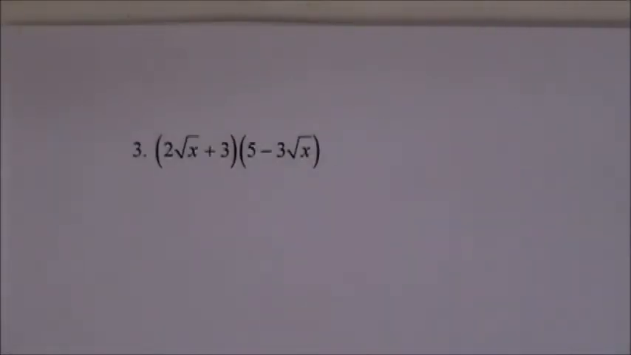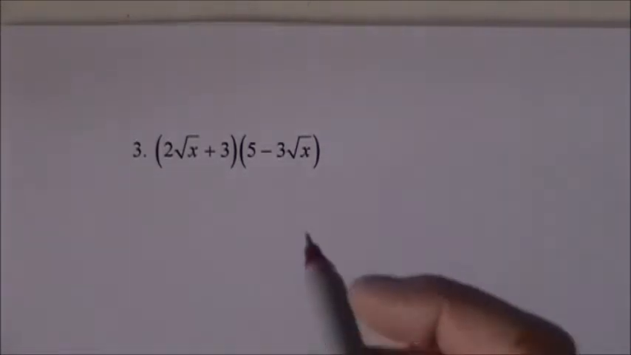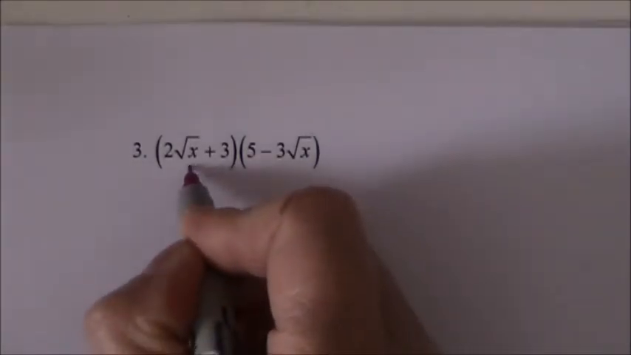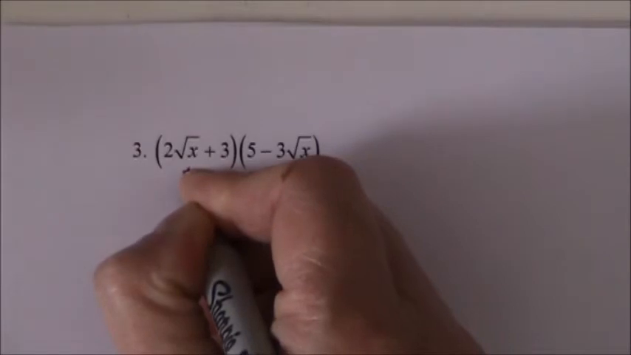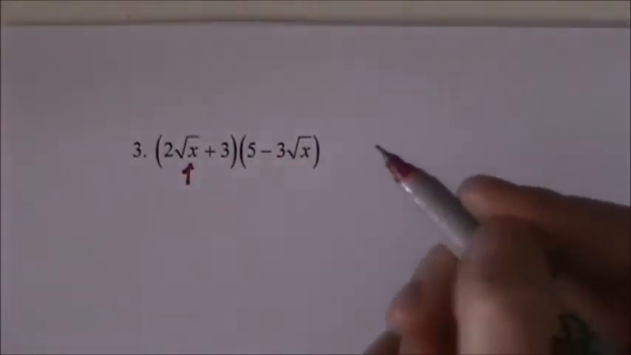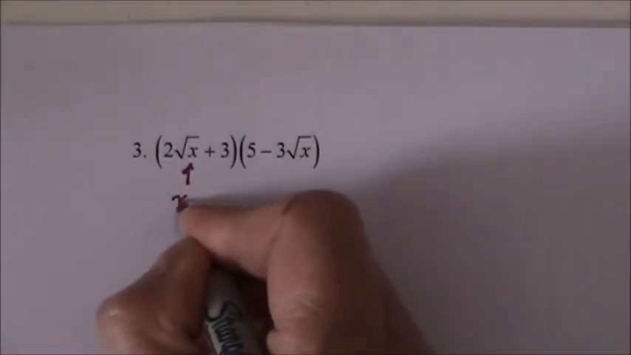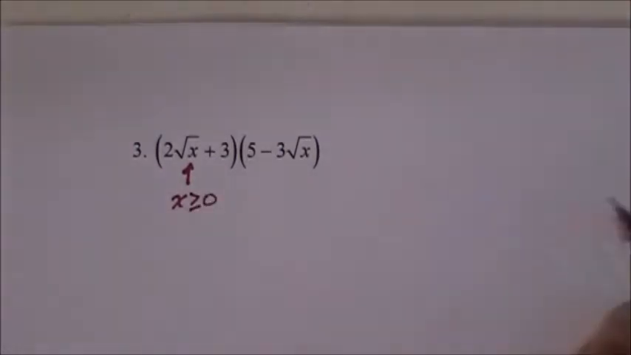Remember, brackets with no sign between them is multiply. And before we can multiply these together, we need to worry about our restrictions. So for this x, it's only one x. If it's a positive value, we can square root it. If it's a negative, we can't. So x has to be greater than or equal to 0.